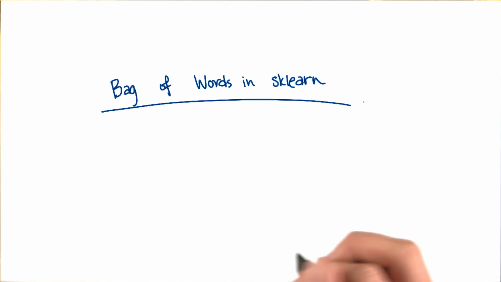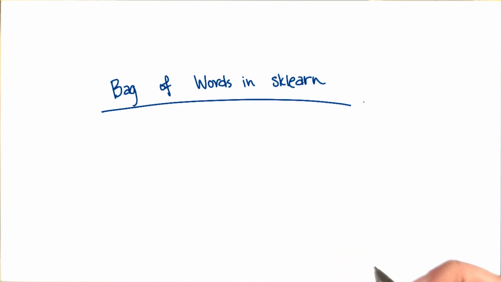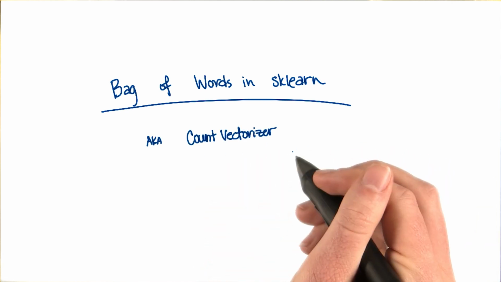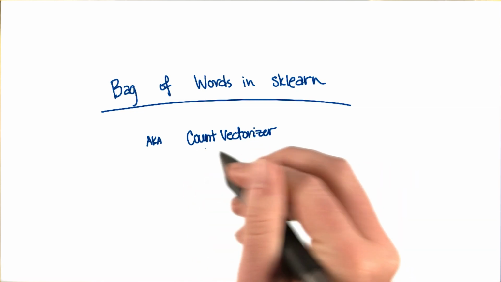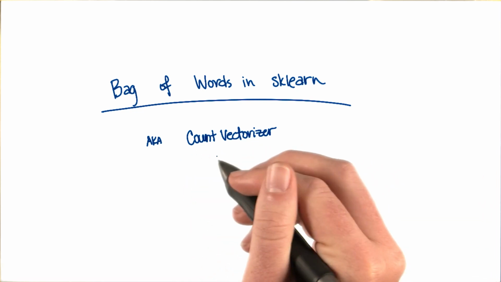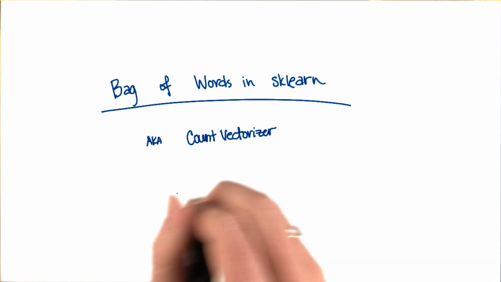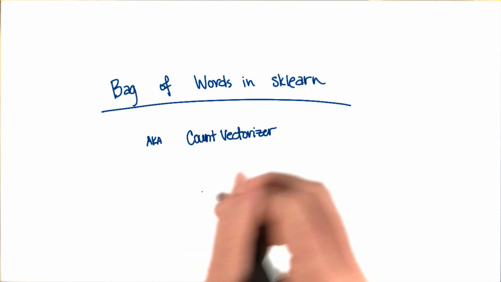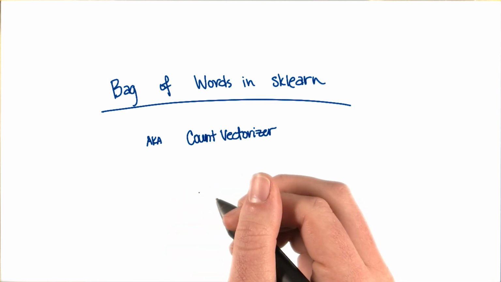Now that you're familiar with the bag of words representation, let's get your hands on the keyboard and have you using it in Sklearn. In Sklearn, bag of words is called count vectorizer, presumably because it's counting the number of times various words show up in a corpus. Now I'm going to walk you through some examples on the interpreter, and in the next few videos you'll get some hands-on experience via programming quizzes.